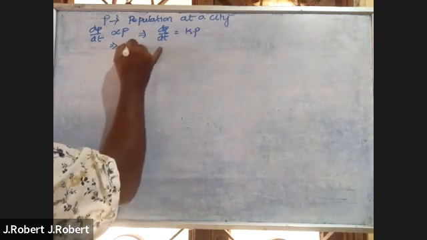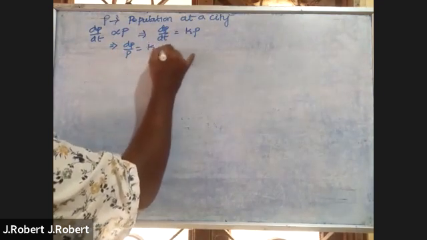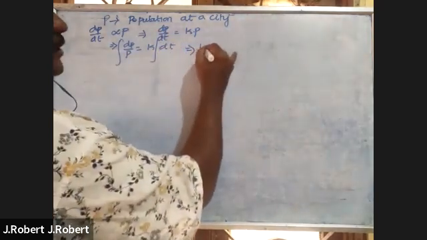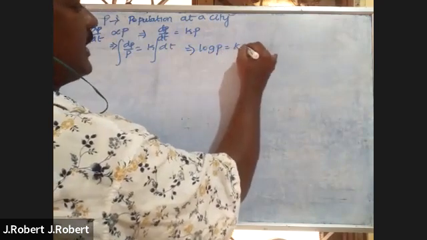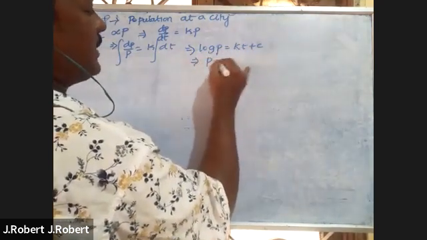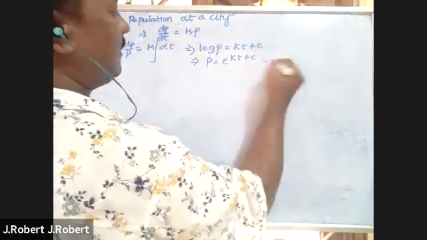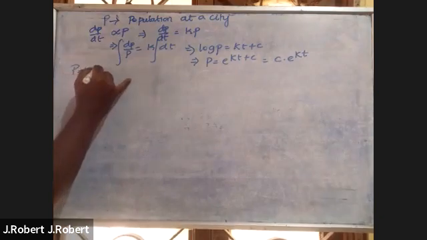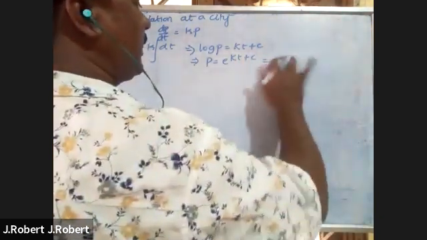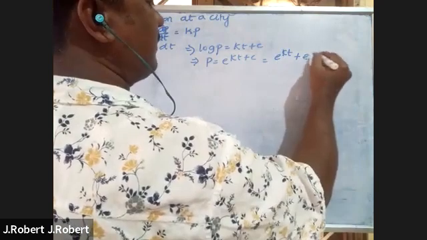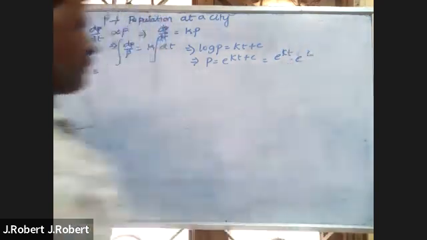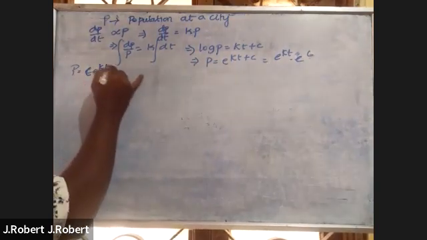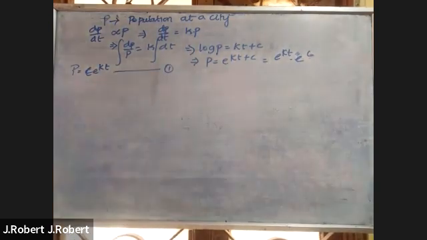Now you can separate the variables. dp by p is equals to k into dt, which becomes log p is equals to kt plus c. We have p is equals to e power kt plus c, which is equals to c into e power kt. அந்த e power c ஏதாவது கான்ஸ்டன்ட், big capital constant C ஆ போட்டோம், e power kt. Let us take this as equation number 1.